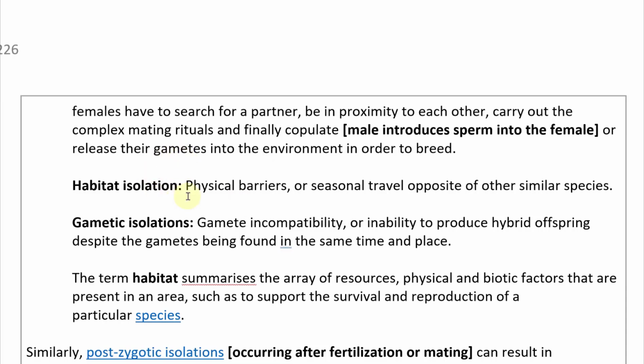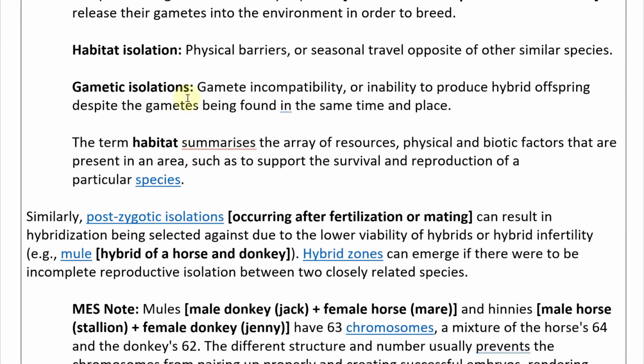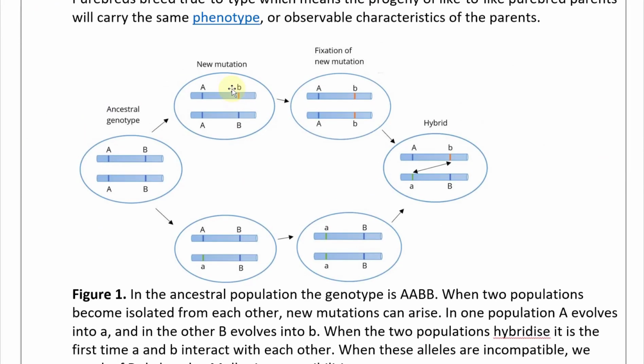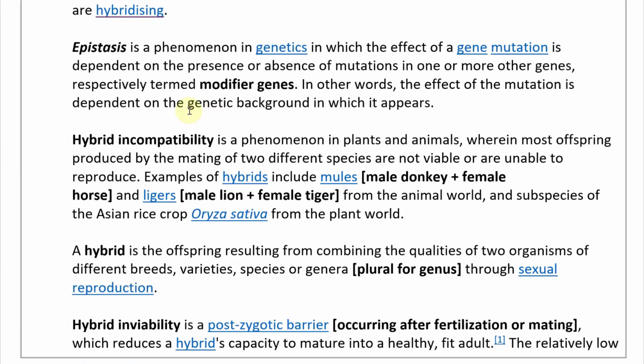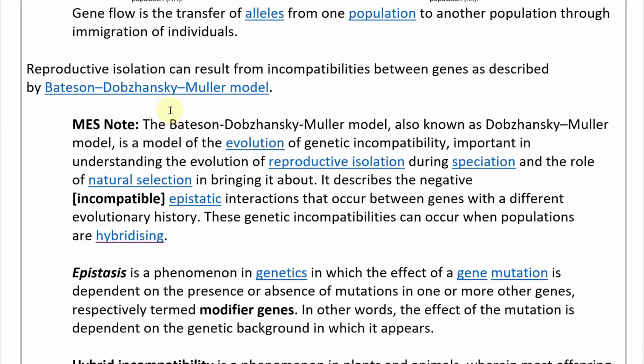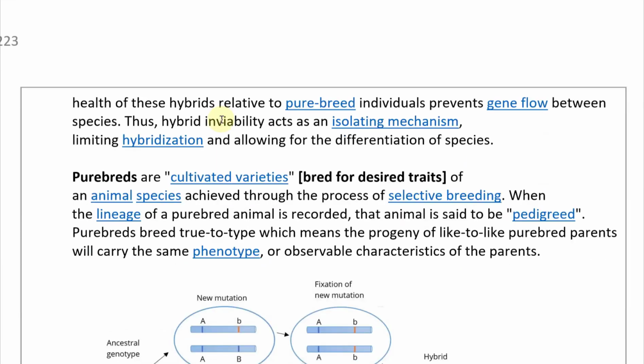All right, continue further. Habitat isolation involves physical barriers or seasonal travel opposite of other similar species. And gametic isolation is gamete incompatibility, or the inability to produce hybrid offspring despite the gametes being found at the same time and place. So this is similar to that. Other incompatibilities we went over are similar to this one here. Let's see what that is. The Bateson-Dobzhansky-Muller model, the incompatibilities described by them.